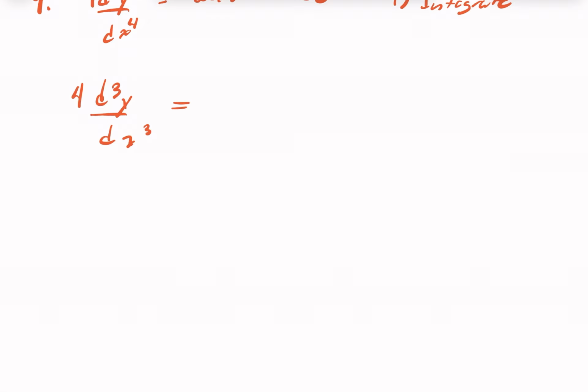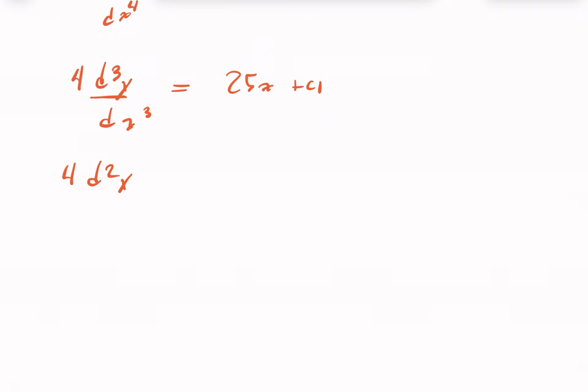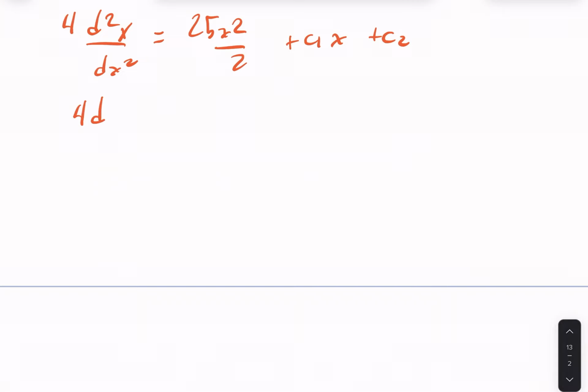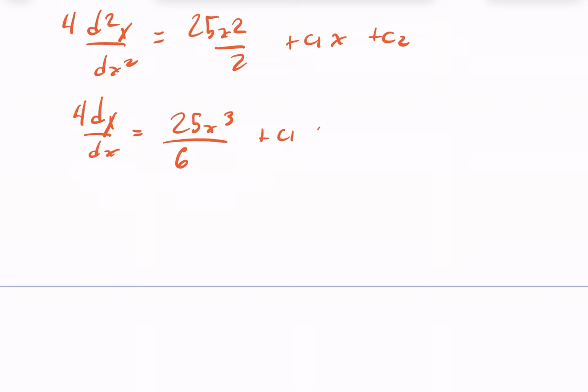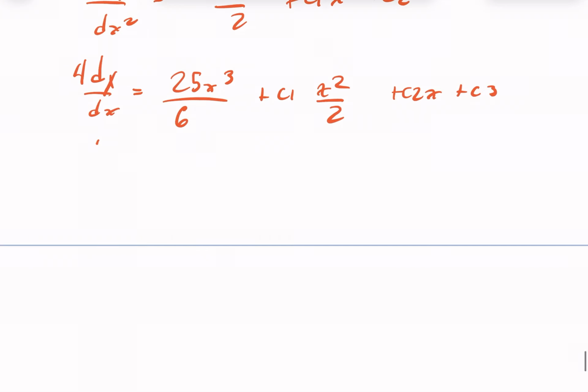So let's just do that. We're going to have 4 d³y/dx³ equals 25x plus c1. 4 d²y/dx² equals 25x²/2 plus c1x plus c2. 4 dy/dx equals 25x³/6 plus c1x²/2 plus c2x plus c3.